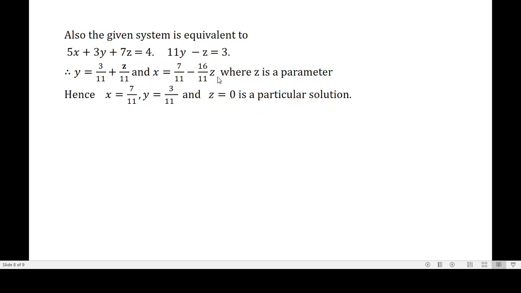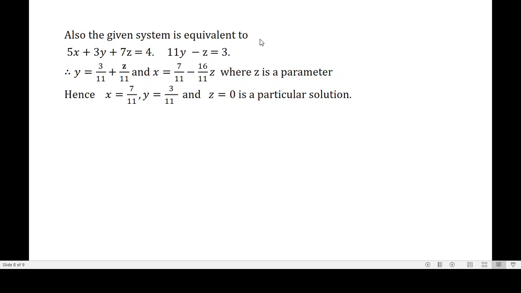Suppose z is equal to 1. Putting z equal to 1, x is equal to 7 by 11 minus 16 by 11. Simplify, 7 minus 16 divided by 11. Okay, that is x. Substitute for y. We have the value of z, we assumed z is equal to 1. So we have 3 divided by 11 plus 1 divided by 11, that is 4 by 11. So for z equal to 1, y is equal to 4 by 11 and x is equal to 7 minus 16 divided by 11. That is another value. So we have an infinite number of solutions. Hence z is a parameter.